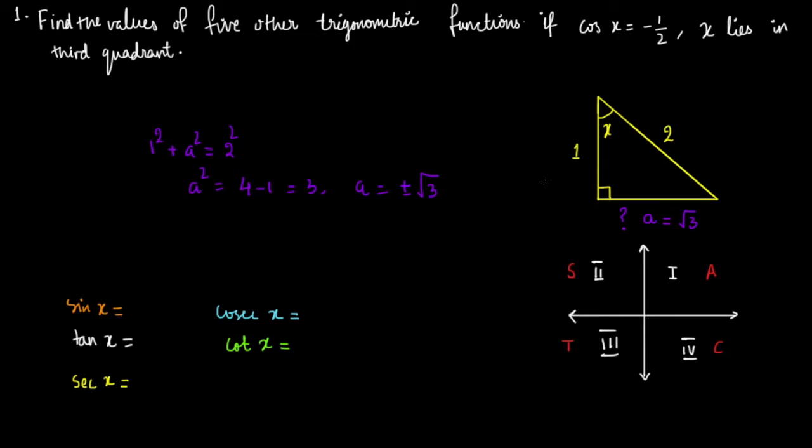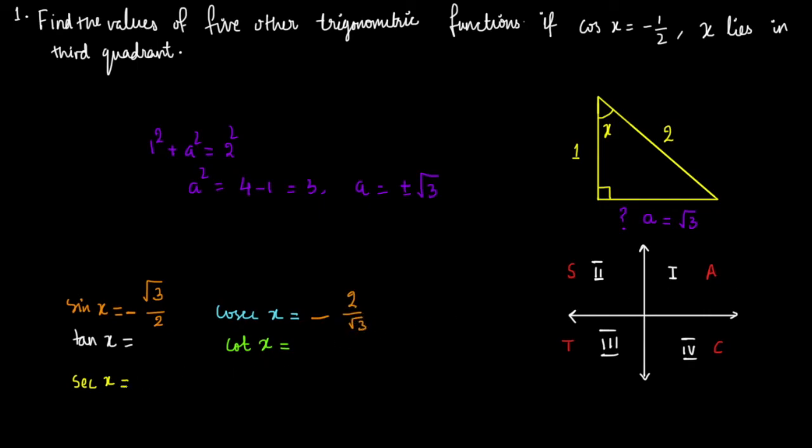So sine x, just the magnitude of sine x would be root 3 by 2. And like I discussed, since the angle is in the third quadrant, therefore the value of the function sine x would be negative, so this is negative. And cosec x is just a reciprocal of this, so it would be negative 2 by root 3.